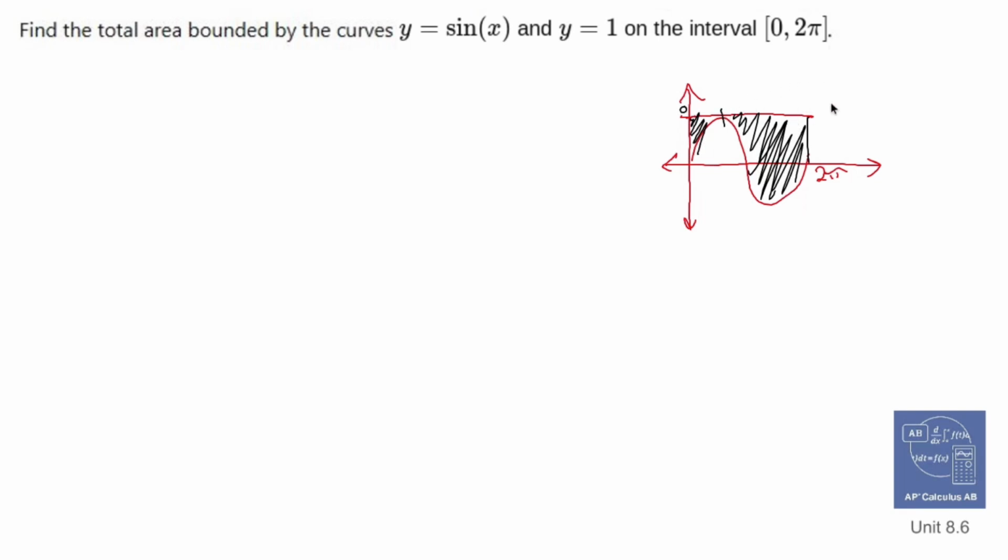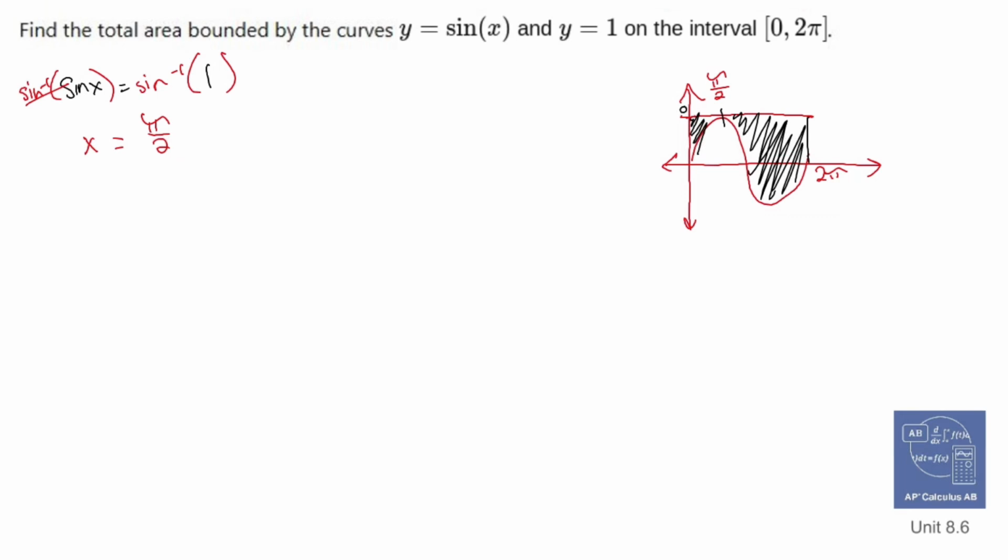Well, how do I find out what that point is right there? Well, we set sine x equal to 1. To get x all by itself, I can inverse sine 1. And as you know from pre-calculus, the inverse sine of 1 is pi over 2. Right there at 90 degrees, pi over 2. So that is my limit of integration for one of them and my limit of integration for the other.